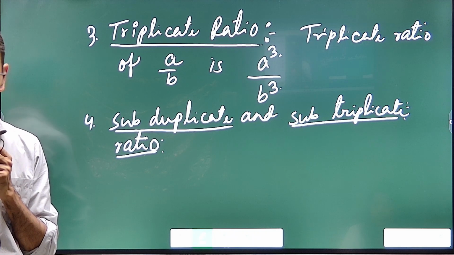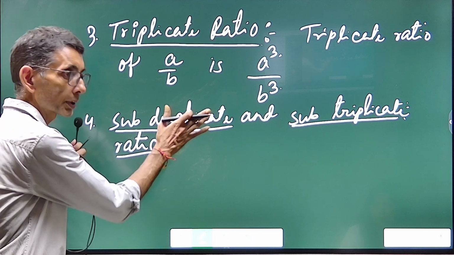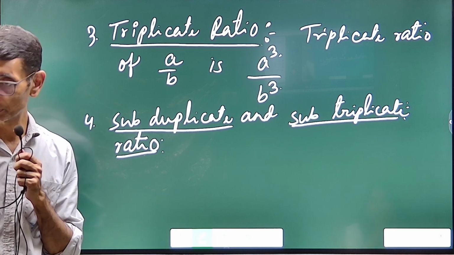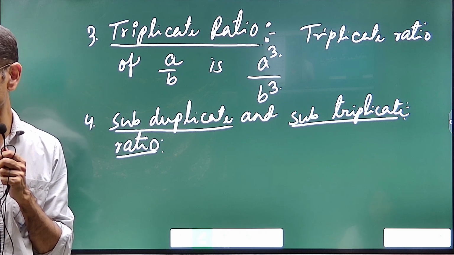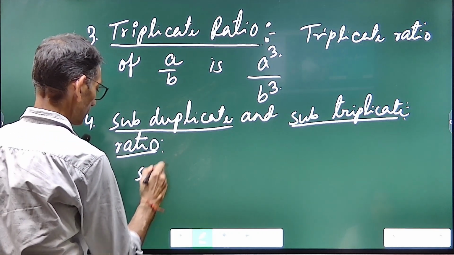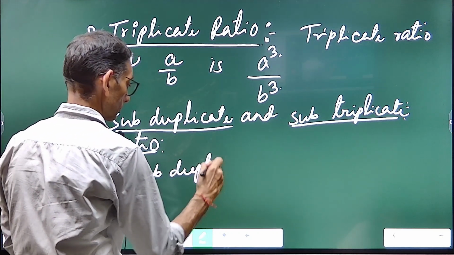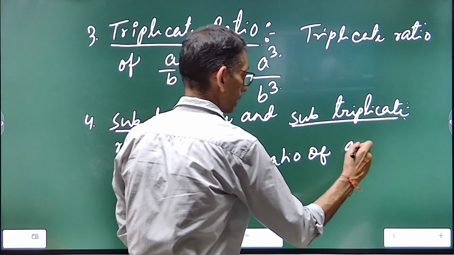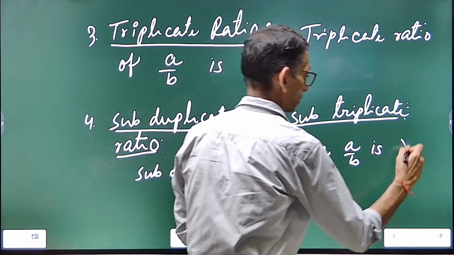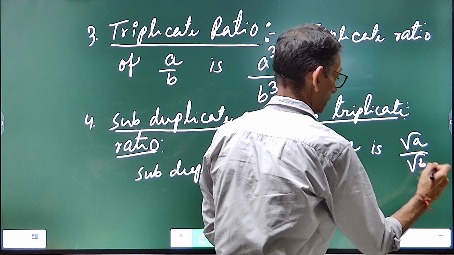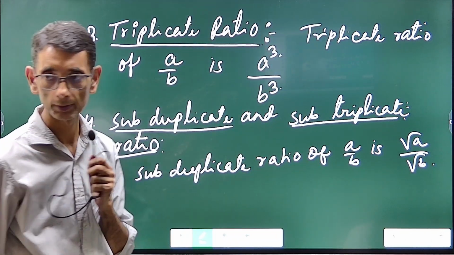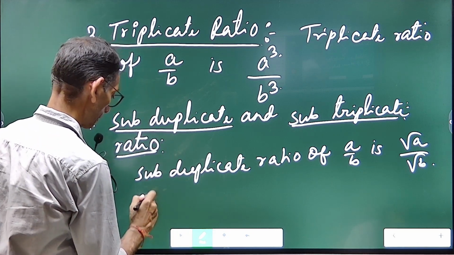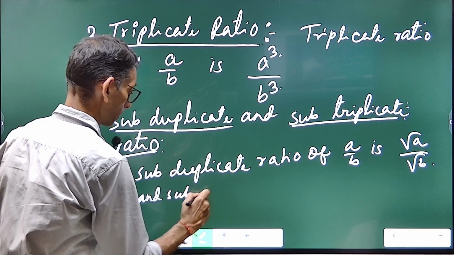So what's the meaning of subduplicate? In duplicate, you know, duplicate means square, triplicate means cube. But the moment you use sub, then the square root symbol will come, or the cube root symbol. So the subduplicate ratio of A by B is root A by root B. Root will come, that's subduplicate. And the subduplicate ratio of A by B is root A by root B, and subtriplicate.